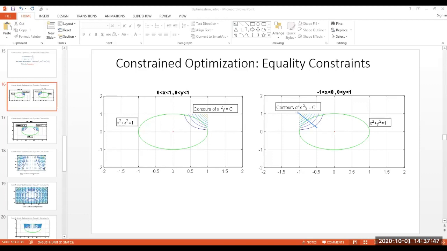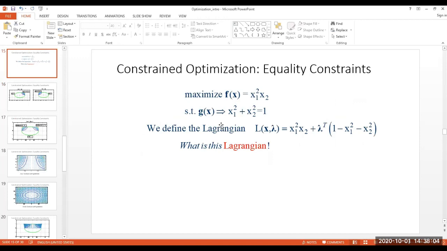Now the question comes, what could be the feasible solutions? By feasible solutions, we mean what could be your probable candidates of solutions, acceptable solutions. Because it is an equality constraint optimization problem, I have to take only those points where g of x is exactly equal to 1. And I'm looking for maximizing this f of x.